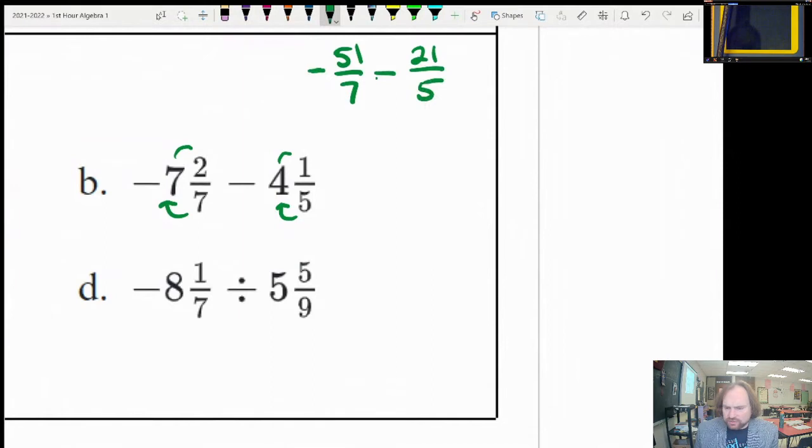Now, we can't actually subtract this right now because the denominators are not the same. So we have to make them the same by multiplying by 1 with both fractions. 7 and 5 are both prime numbers, and they're odd. So the first number they're going to have in common when it comes to multiples is 35. So that means we're going to multiply the left fraction by 5 over 5 and the right fraction by 7 over 7.